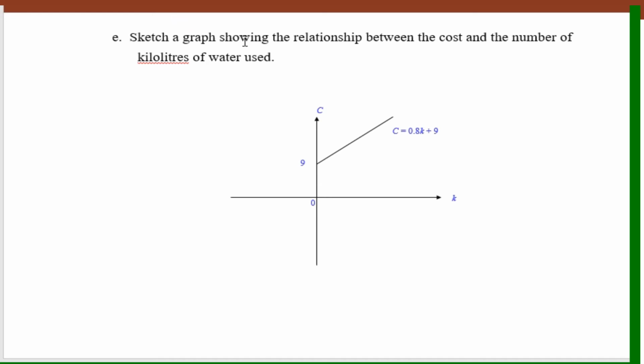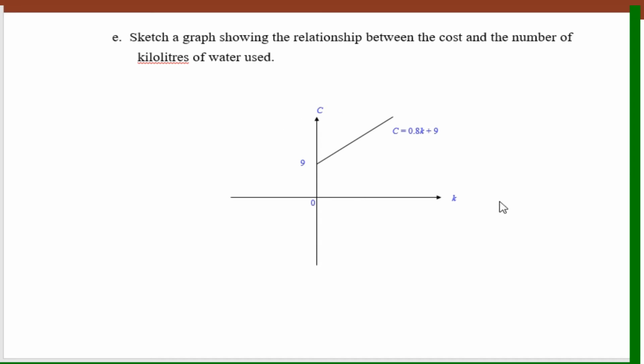Sketch a graph showing the relationship between the cost and the number of kiloliters of water used. This is just sketching. Please make it easy. I don't want to see you drawing scale or whatever. First of all, this is cost. Cost cannot be negative. Kiloliters of water cannot be negative. So please don't draw this part of the curve. No need. Don't waste time.